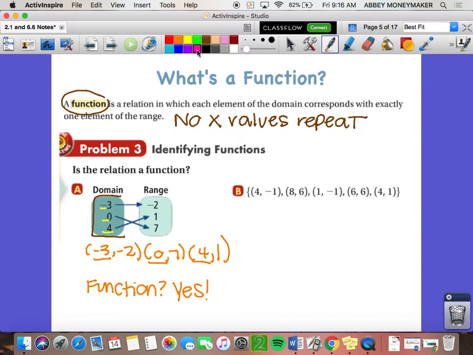Okay. Same thing with B. We're given an ordered pair diagram. Let's look to see if any of our x values repeat. Do they? Right there, the 4 repeated. So is this a function? Nope, because I had an x value repeat.